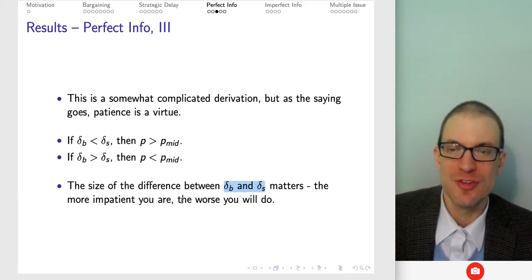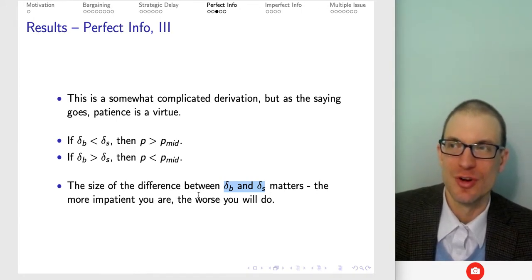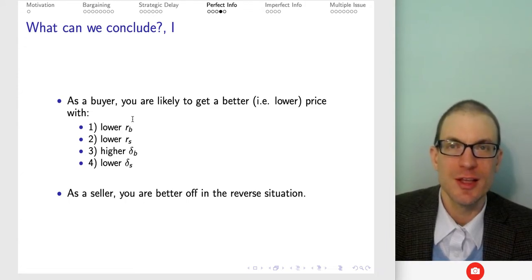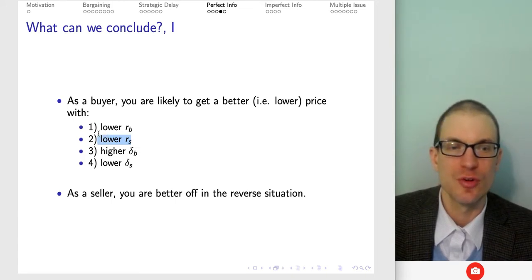The more impatient you are, the worse you do, because the more you're willing to give up to your opponent immediately rather than sacrifice due to time passing in the future. As a buyer, you are likely to get a better, lower price the lower is your reservation price, and the lower is the reservation price of the seller. These are all things that will tend us towards lower prices.